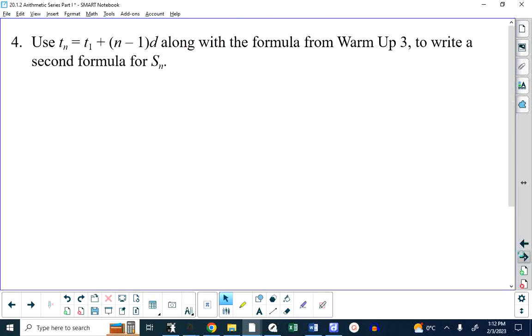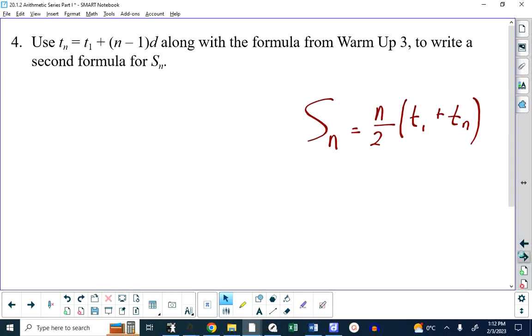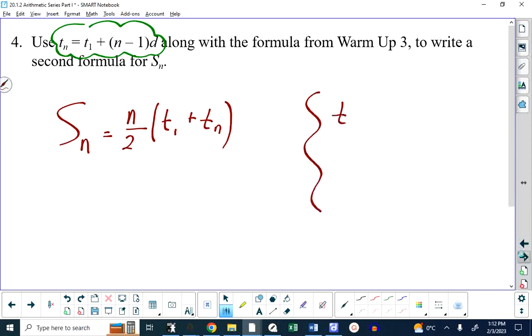Okay, now we're going to do a little bit of algebra. I could just give you the other formula, but what we have is this formula, courtesy of Leonard Euler, Sn equals n over 2 times (T1 plus Tn), and we are asked to make a second formula using this knowledge. All right, and I'm going to write that formula down over here. We also know that we can find Tn using T1 plus (n minus 1) times d.